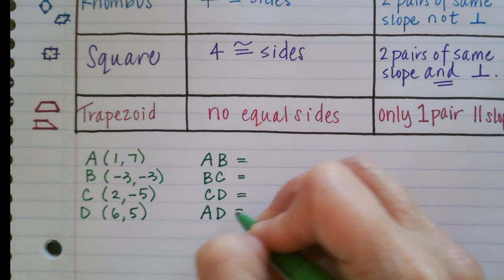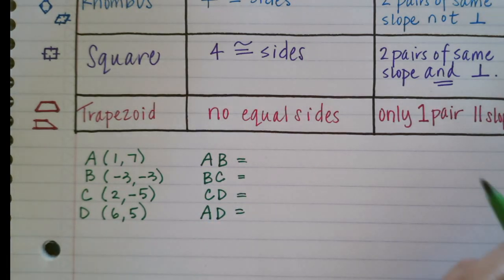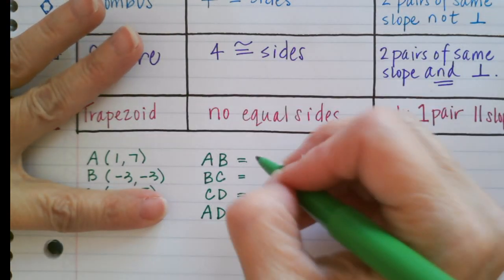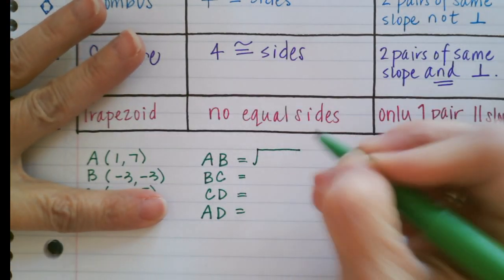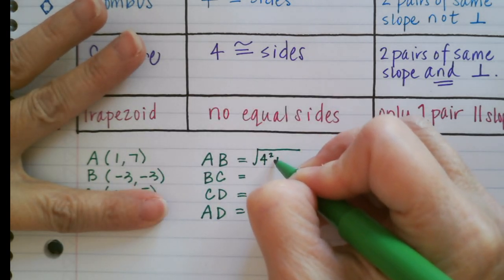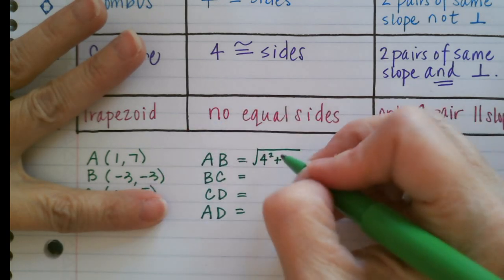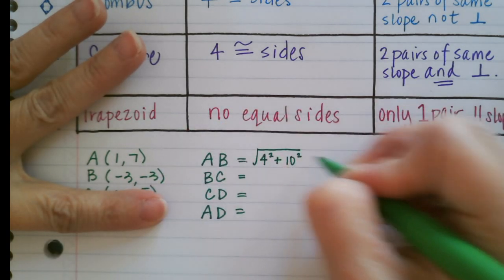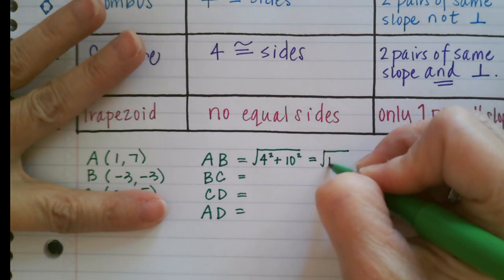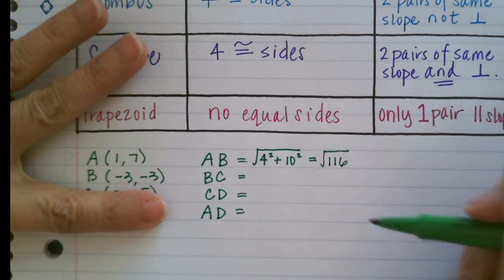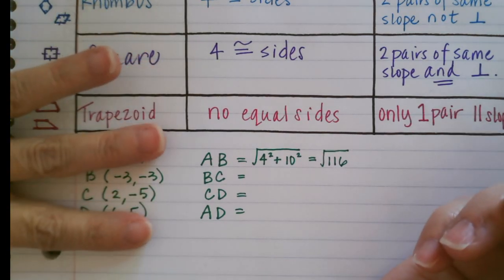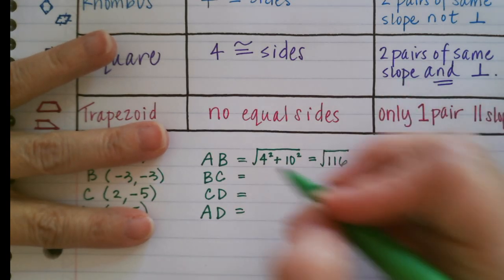Using the distance formula, I'm going to cover these two up because I don't need them. So side AB: this side is 4 squared, this side is 10 squared, so that's 16 plus 100, which is 116. I don't really need to go any further than that because all I'm trying to do is see if they're the same or not. Now I'm going to try side BC.